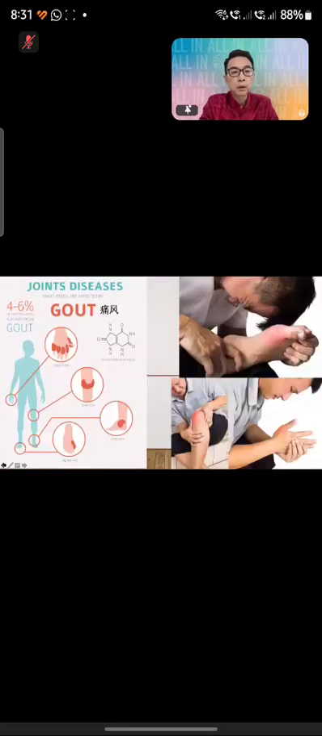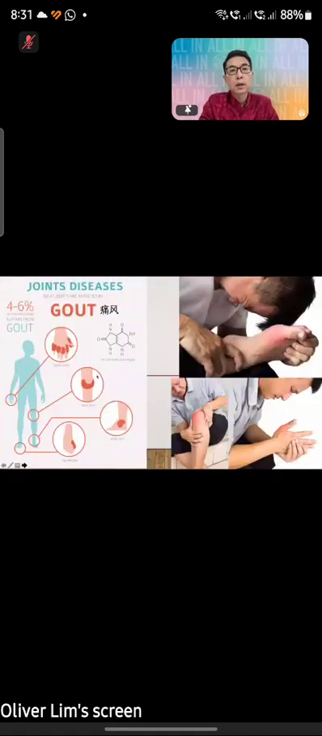All right. Wait, how come this one disappeared? I don't know why this one doesn't come out, but okay, it's come out already. Gout. Let's talk about gout. Now knee pain, osteoarthritis is one way. Rheumatoid arthritis is another way. It's called wearing out the joint, but gout is another one. Okay, let's talk about gout.